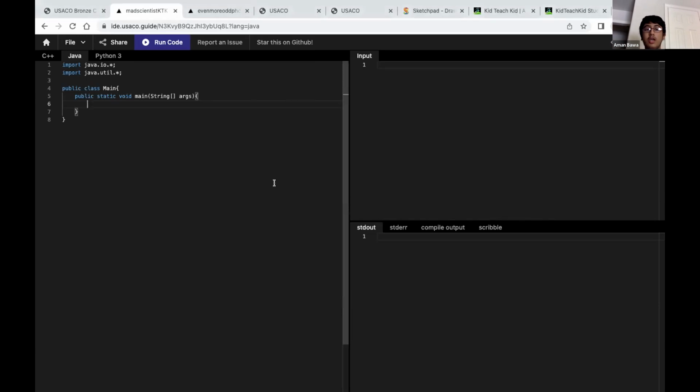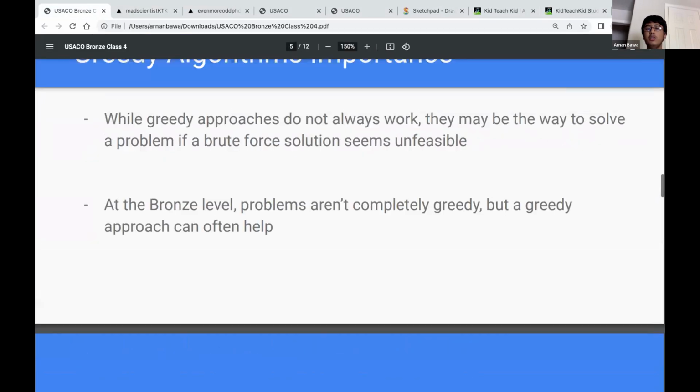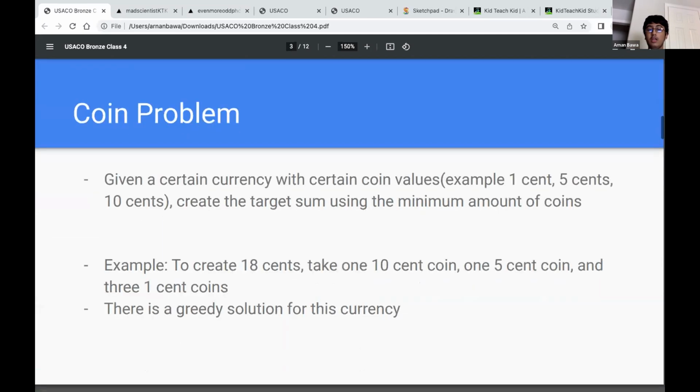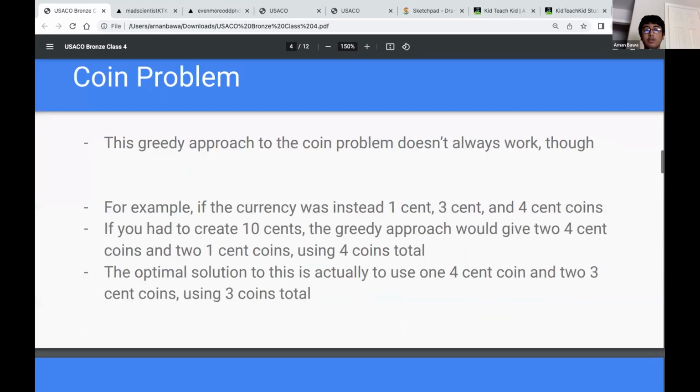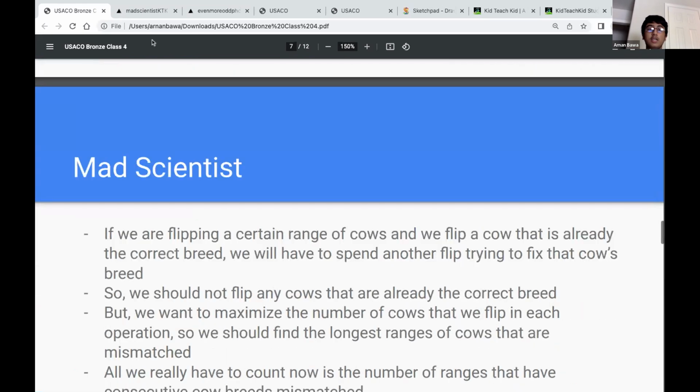You want to go as far as you can while not going over in order to reach your goal. That was also shown by the coin problem, where we took the greatest value of a coin that we could without going over, and that got us to our goal. But remember, greedy solutions don't always work. So now let's implement Mad Scientist.